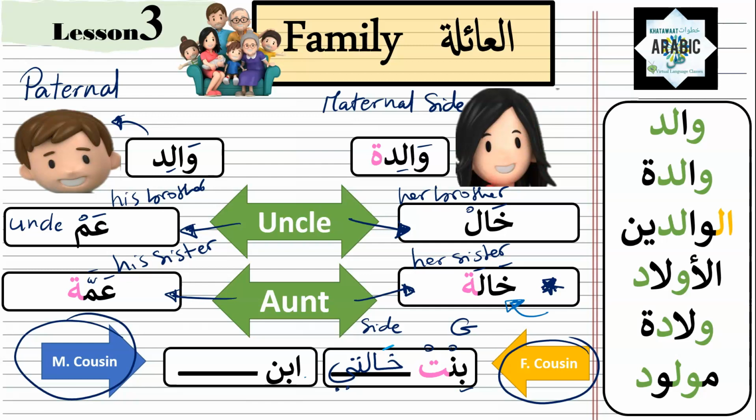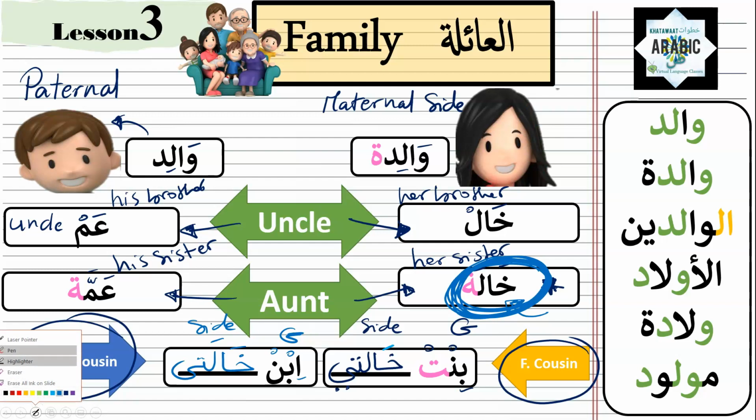And then if we're saying ibn khalati, I'm referring to gender and also the side. And in this case, I'm still talking about khala, my aunt, my aunt from my mother's side. Let's clear and see how we can talk about cousins from my father's side.